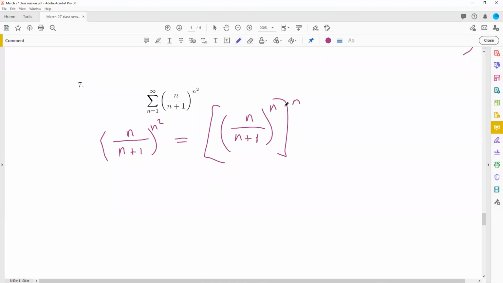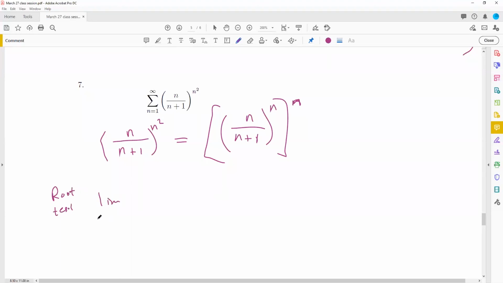So the n squared can be split up like that, see? Okay, so now, have you thought of the test that we can use? Nope. Root test. Root test, right? That's what I said.